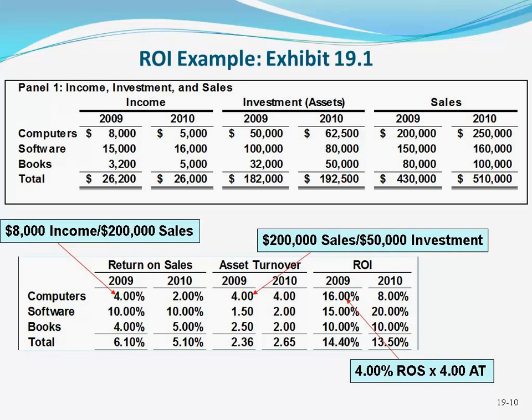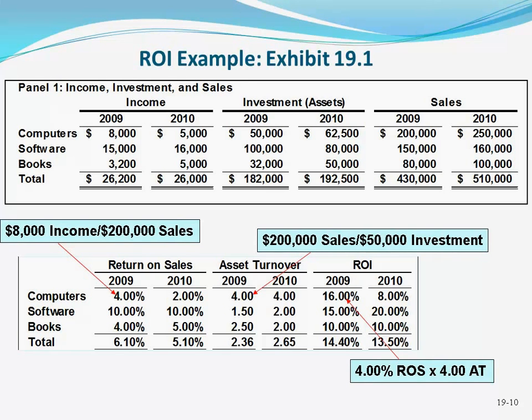It gives you income or profit data for the 3 types of products and in total for 2009 and 2010. It gives you the investment, the asset base, and it gives you dollar sales for the products for the years and the total. And then in the bottom panel, you have the returns on sales, the asset turnover, and the ROI calculated based on the top numbers for the 3 types of products each year and then for the total.